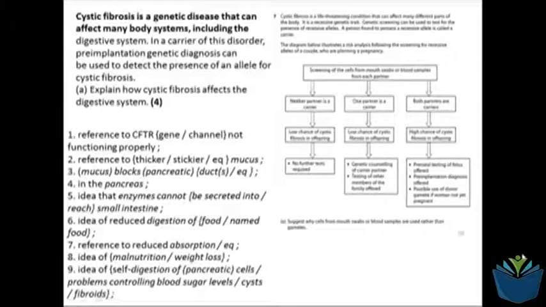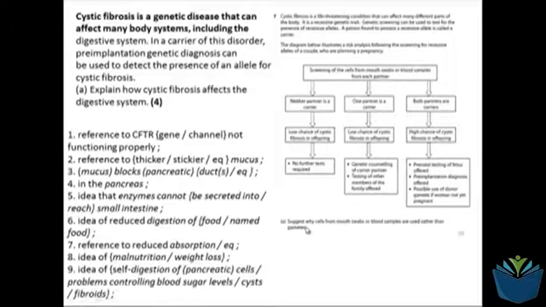Okay, so this question here, question 7. Cystic fibrosis is a life-threatening condition that can affect many different parts of the body. It's a recessive genetic trait. Genetic screening can be used to test for the presence of the recessive alleles. A person found to possess recessive alleles is called a carrier. The diagram below illustrates the risk analysis following the screening for recessive alleles of a couple who are planning a pregnancy. Okay, so suggest why cells from the mouth swabs or blood samples are used rather than gametes.